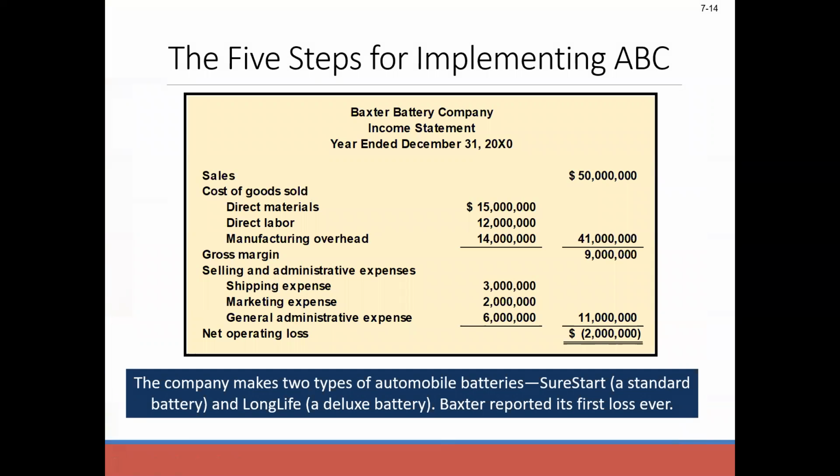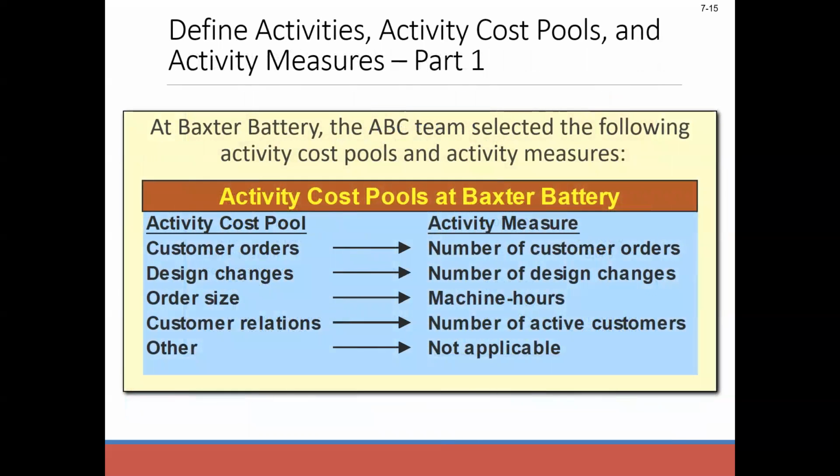So, in order to implement this ABC, let's look at an example. Baxter Battery Company. Baxter makes 2 types of automobile batteries, Sure Start and Long Life. Sure Start's the standard battery, Long Life's the deluxe battery. In this income statement, Baxter reported its first loss ever.